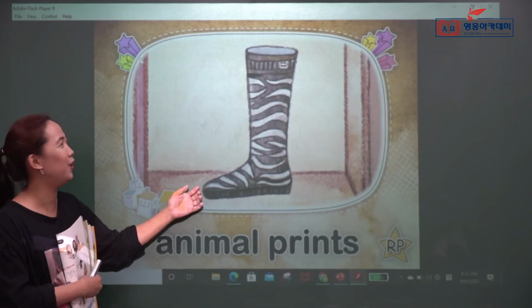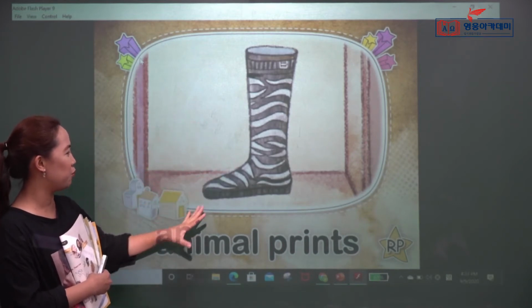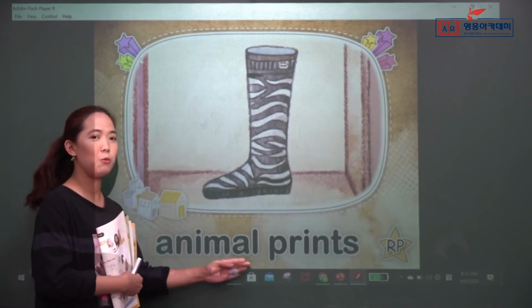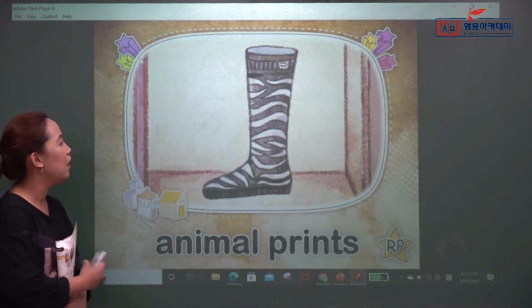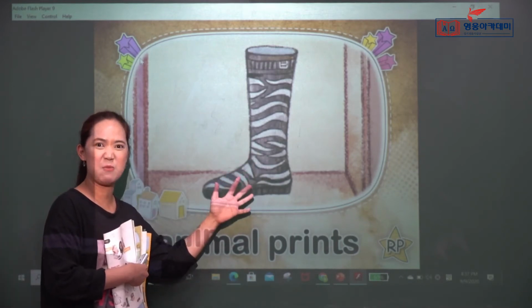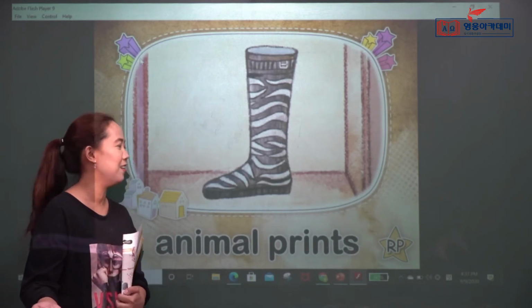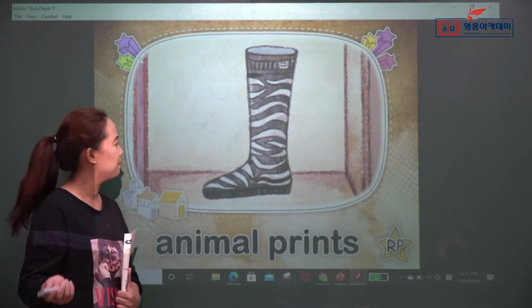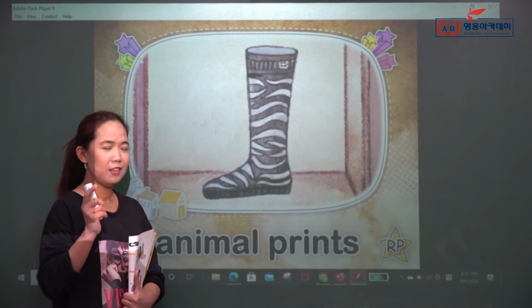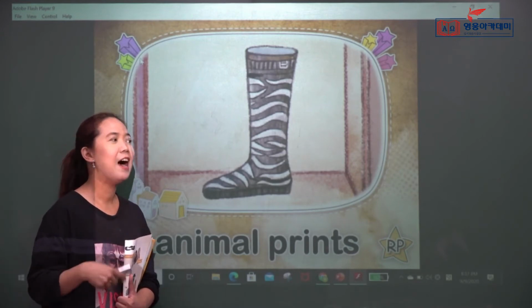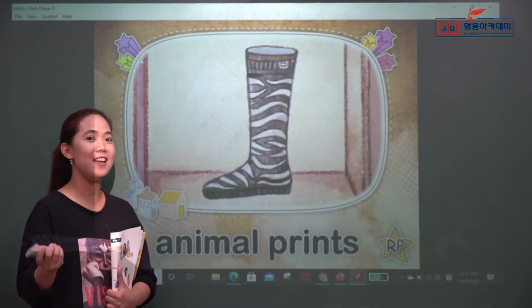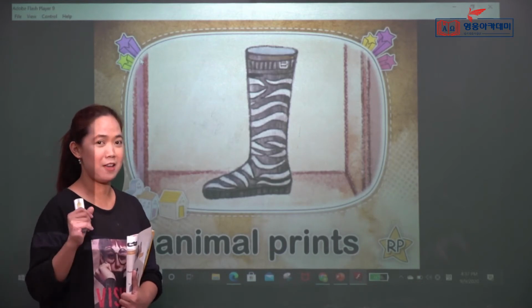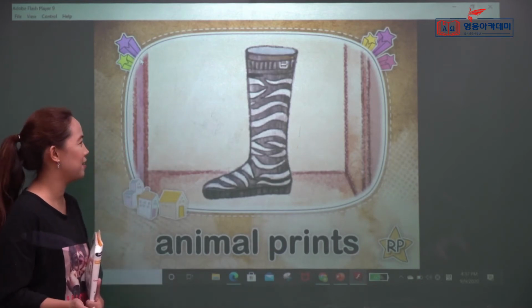Look here. Okay. Another rain boot with a really fashionable design. What do we call this? What is this design, guys? It's from a zebra, right? So we call it animal prints. One more time. Animal prints. Now after the computer, animal prints. Say it again. Animal prints. All right.